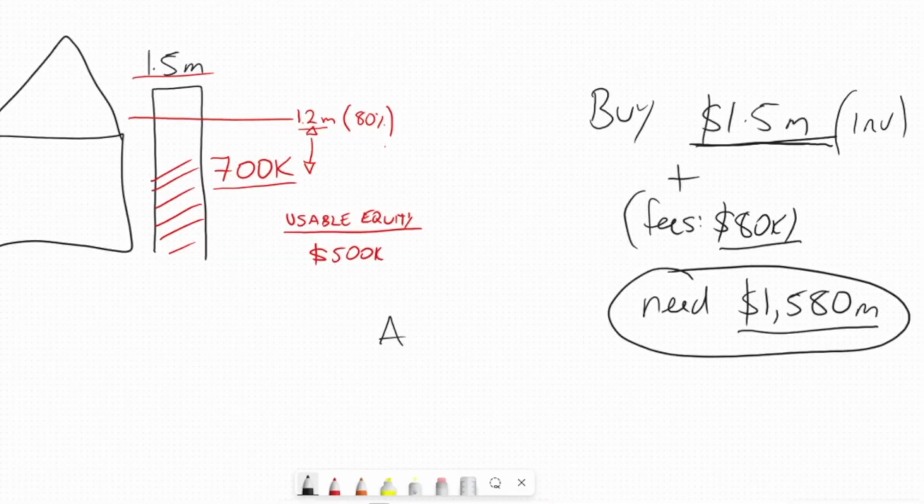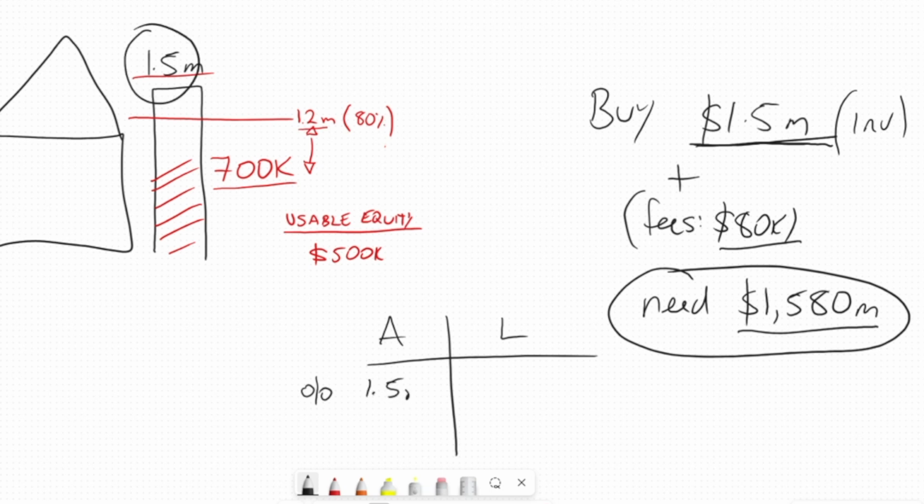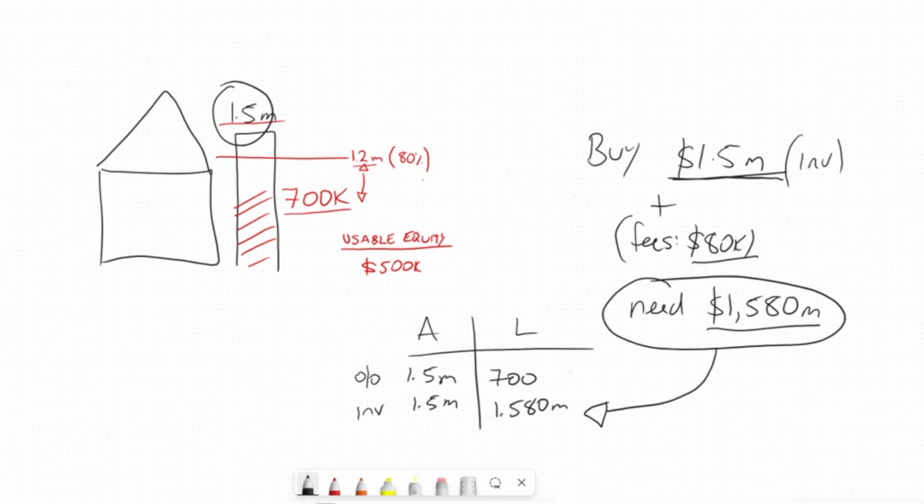Stick with me. This is how people are buying for $1.5 million, plus the fees, which is $1.58 million, and they're borrowing the full amount. The bank looks at it like this: assets, liabilities. I had my owner-occupied property, which, as I said before, is worth $1.5 million. And then I've got the loan of $700,000. Then I want to buy the house next door for $1.5 million, and I want to borrow $1.58 million. I want to borrow the full amount plus fees.